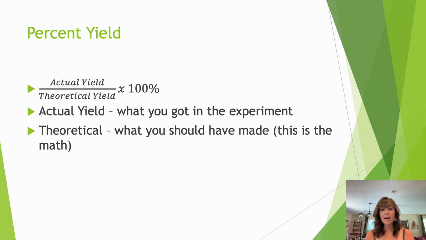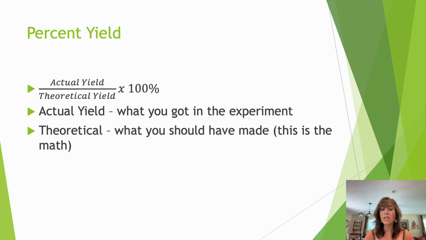A great application of the limiting reactant problems is finding the percent yield. And we'll do this quite often in our labs. Percent yield is simply the actual yield divided by the theoretical yield times 100%. Actual yield is what you actually got in the experiment. Sometimes it's called the experimental yield. Theoretical is what you were supposed to have made. And that is based on the math. That's based on stoichiometry. It's based on the limiting reactant.